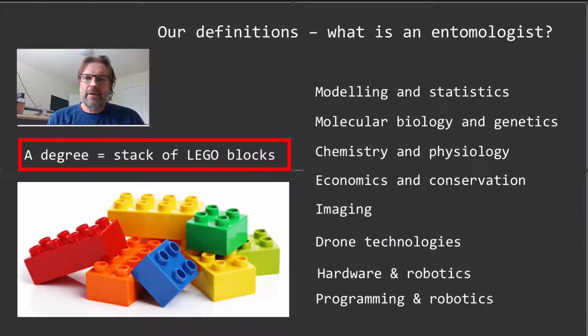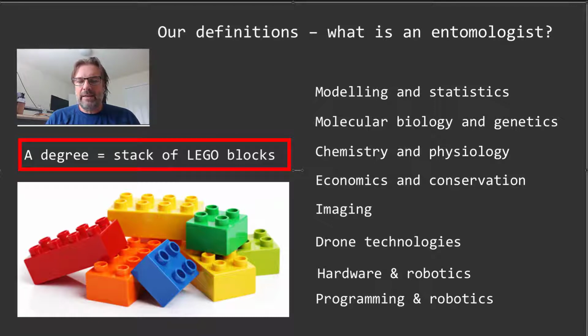When we say we're entomologists, well, what are we actually doing on a daily basis? How many of us are actually collecting insects or dealing with insects on a daily basis? Well, many of us are not at all, right? So we do modeling, we do statistics, we do molecular biology, genetics, we do chemistry, all these different things. We may even be using different imaging technologies at different scales, work with drones. We may even do hardware and some robotics and programming as part of this.